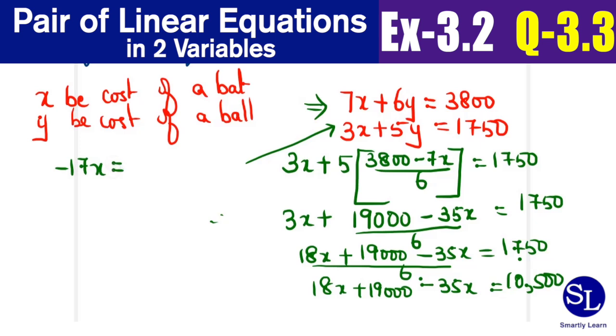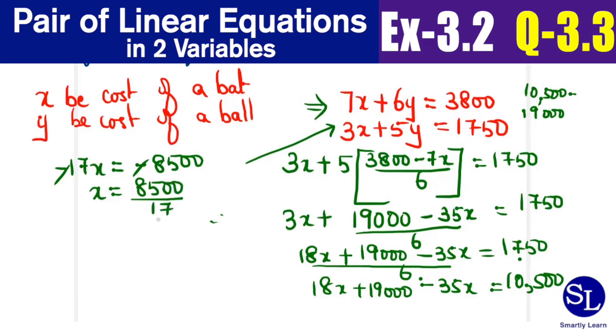So minus 17x is equal to, I'm taking this 19,000 to the other side, which means it is going to become negative, 10,500 minus 19,000. That is what you need to calculate, which is minus 8,500. So the negative sign and the negative sign will go. x is equal to 8,500 divided by 17. 17 5s are 85. So x is going to be equal to 500.